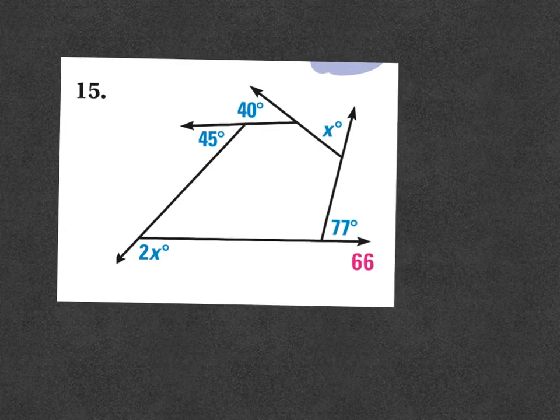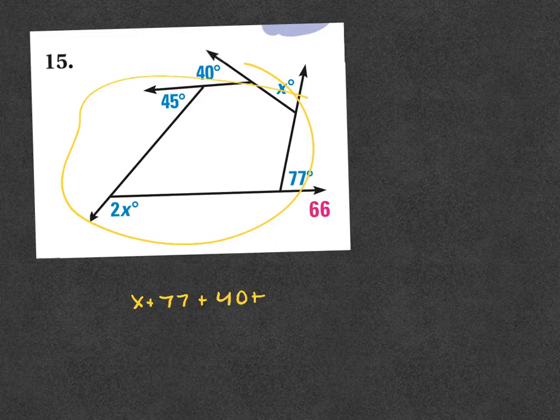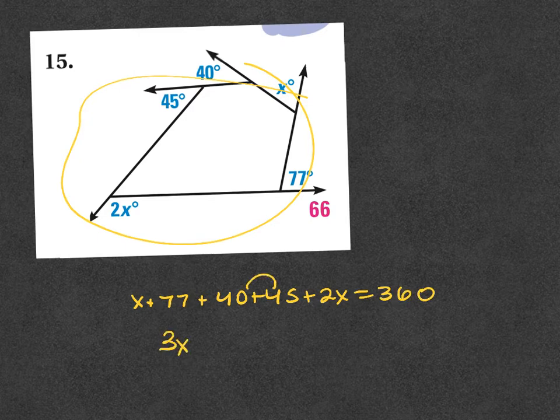These are exterior angles, just like that warm-up, so they're going to sum to 360. So I would do x plus 77 plus 40 plus 45 plus 2x equals 360. 3x, this is 85 plus 77, 162.